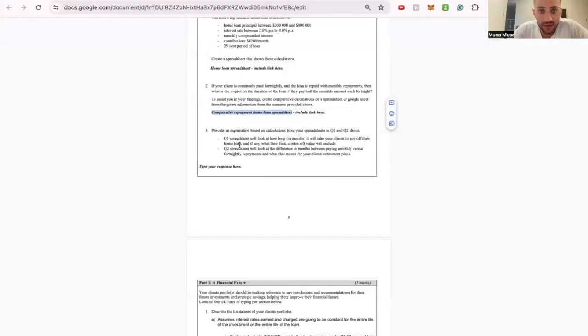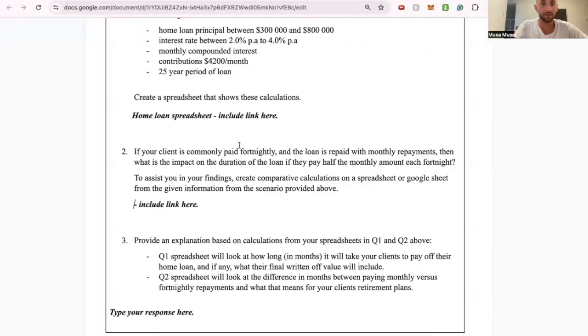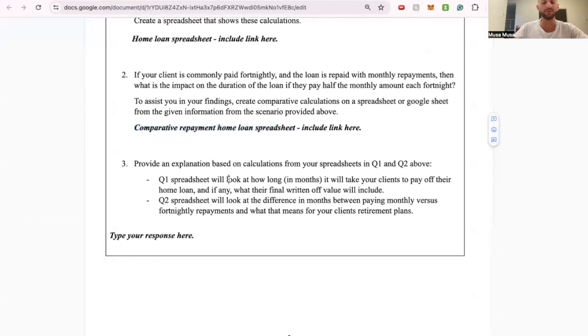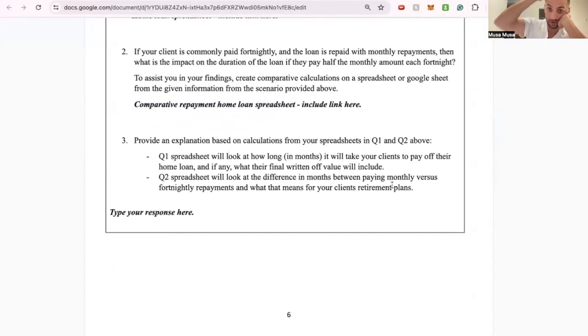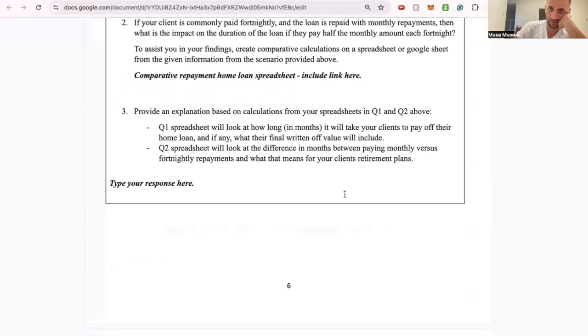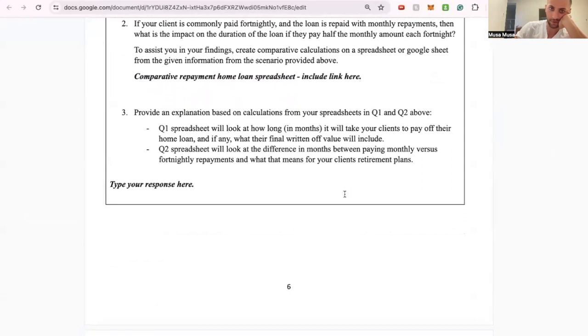So now let's come back to this and let's zoom back in. See? It says provide an explanation based on your calculations from your spreadsheets in question 1 and 2 above. Question 1 spreadsheet will look at how long in months it will take your clients to pay off their home loan and if any, what their final written off value will include. Question 2 spreadsheet will look at the difference in months between paying monthly versus fortnightly repayments and what that means for your clients' retirement plans.